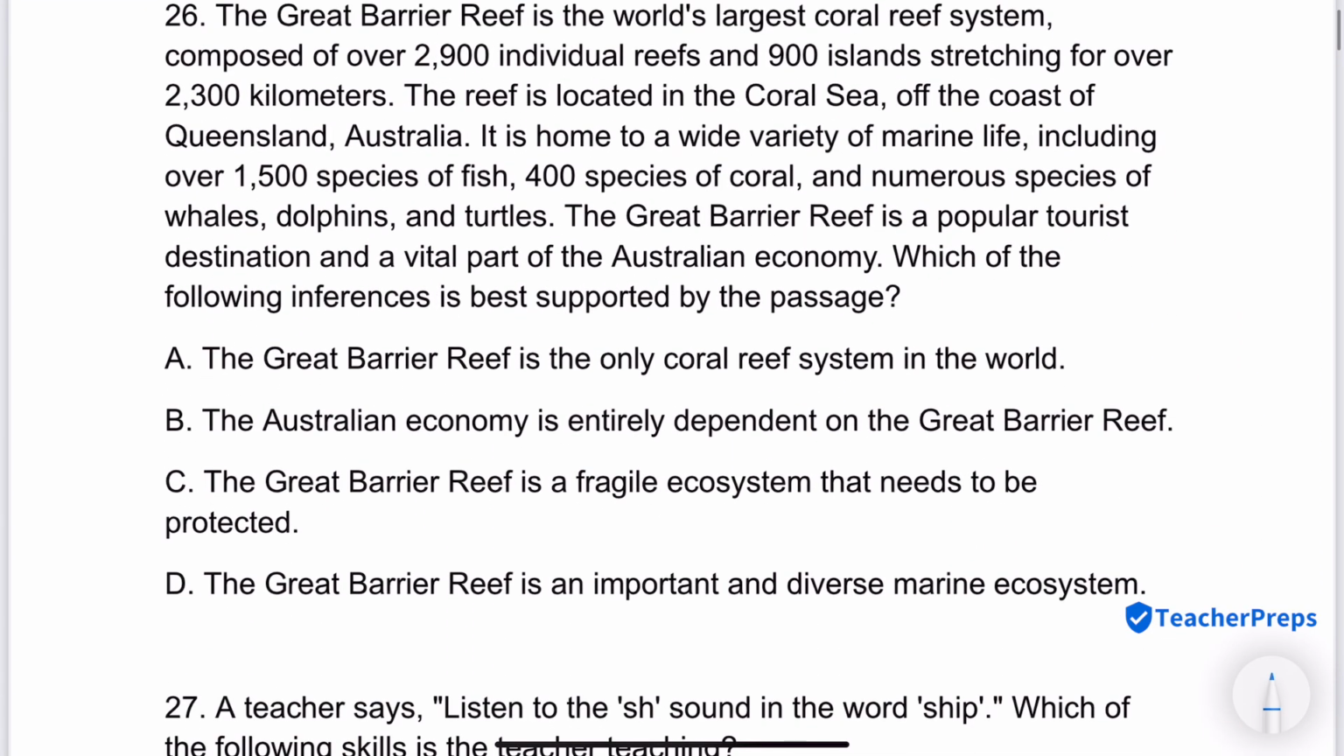All right, moving on to question number 26. The Great Barrier Reef is the world's largest coral reef system composed of over 2,900 individual reefs and 900 islands stretching over 2,300 kilometers. Which of the following inferences is best supported by the passage?